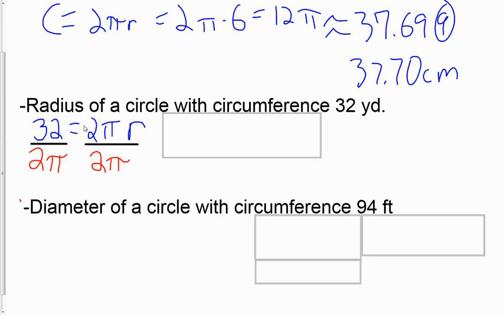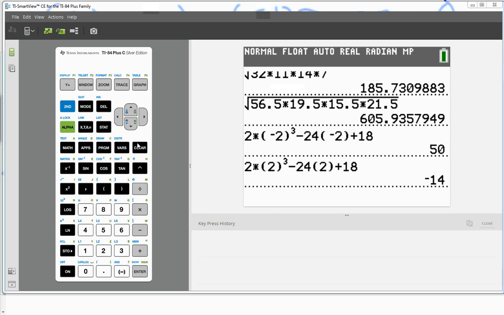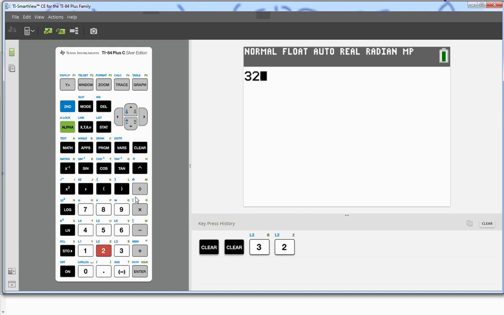Now, beware of doing this on your calculator. Many calculators will tell you that if you do 32 divided by 2 pi, you'll get an error. And by error, I don't mean it will say error, but it will give you the wrong answer. So I'll show you how that works here quickly. So we have 32 divided by 2 pi. My pi button is second the power button. So to me, that looks like what I just wrote, 32 divided by 2 pi.